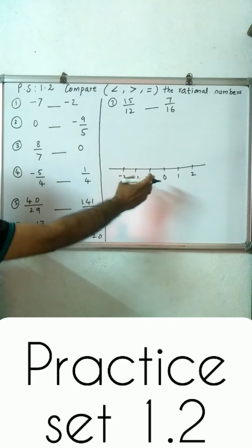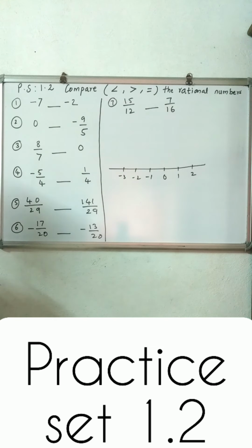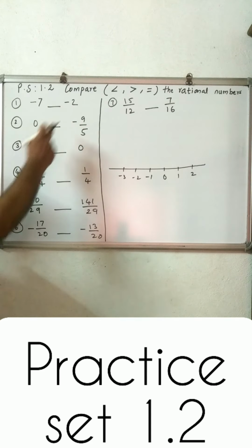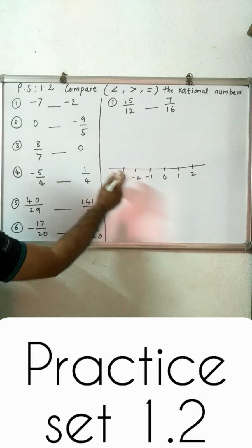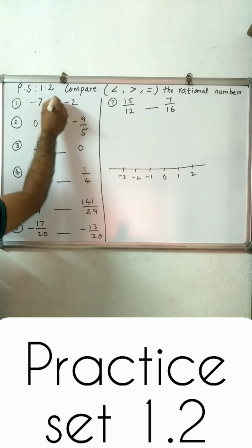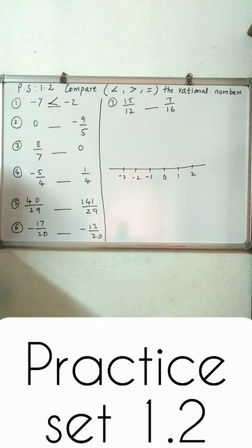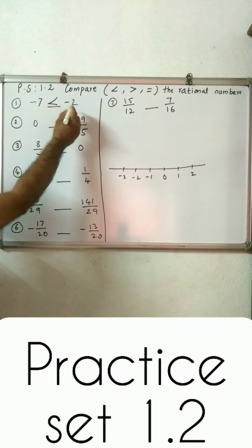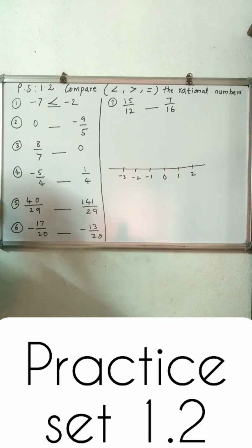The number on the right hand side is greater. Always the number which is on the right hand side on the number line is greater than the number on the left hand side. So this minus 2 will be here on the right hand side and further it will get minus 7. So minus 2 is greater than minus 7. Of two negative numbers, the one which is smaller in magnitude is always greater.